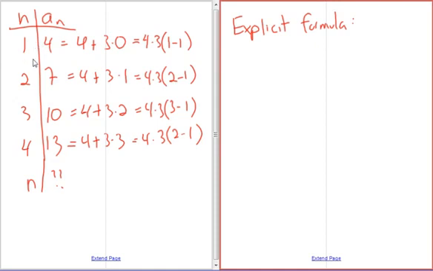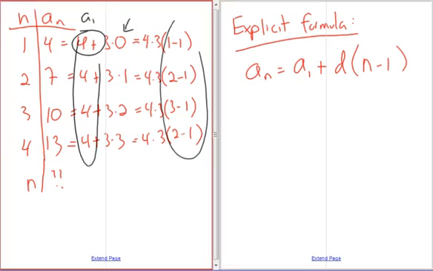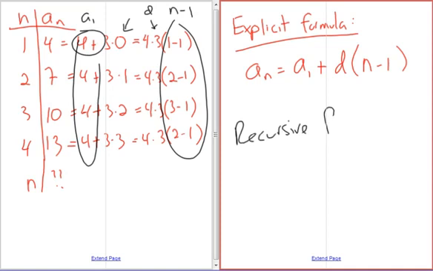Here we have 1, 2, 3, 4, which corresponds to the n. So the explicit formula would be that the nth term is equal to, notice we had 4, that first term, plus the common difference, so that's d, we can see there's a 3 in all of those, times n minus 1. So we can see they all had that a1. This term right here was always the n minus 1, except for this one right here where I should have made that into a 4. Alright, so that's known as the explicit formula for a sequence.